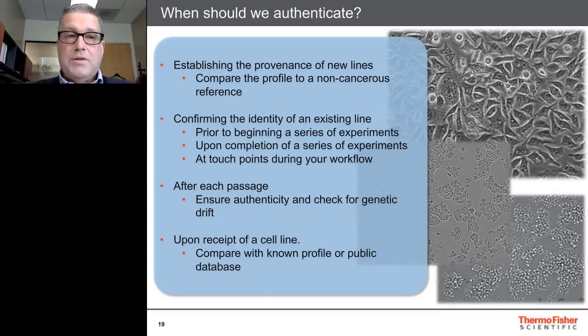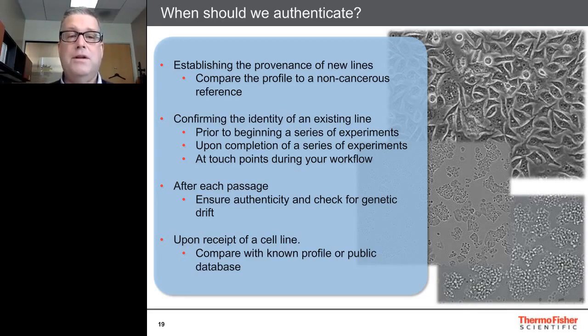So we're often asked, when is the best time to authenticate? We recommend authenticating when you're establishing the provenance of a new cell line. When you're just starting off an experiment at a very low passage number, for example, you want to take an aliquot of those cells and generate a profile of those cells before you do anything further. And this is especially useful when you want to compare profiles of a normal to a non-cancerous reference. From the get-go, from the start, you will be able to have profiles. You can quickly see whether or not the cells are what you think that they are.